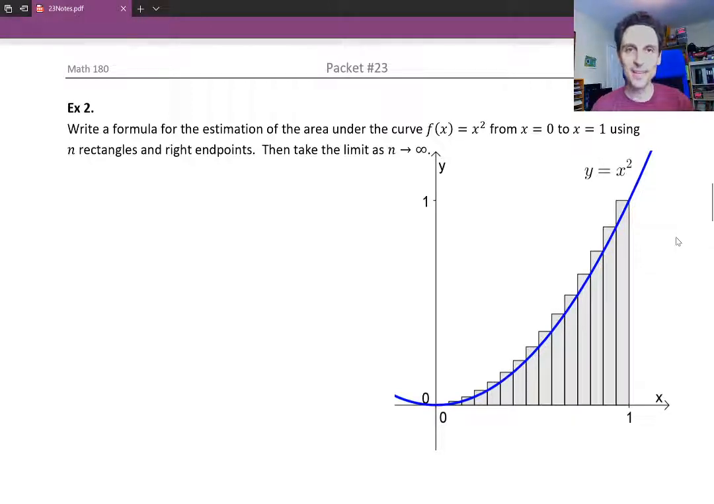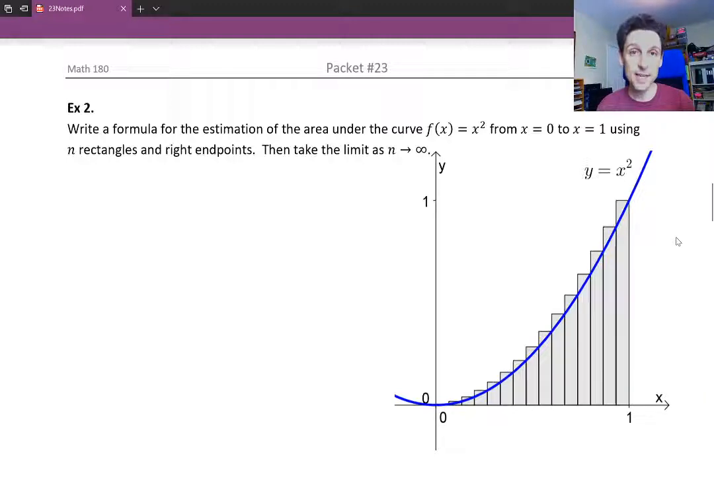Hello and welcome back. In this example, we're going to finish the work that we started in packet 22. In packet 22, we tried to approximate the area under a curve using rectangles. We only used 4 subintervals in those notes, so we only had 4 rectangles, and the approximation was okay, but it wasn't really that great.